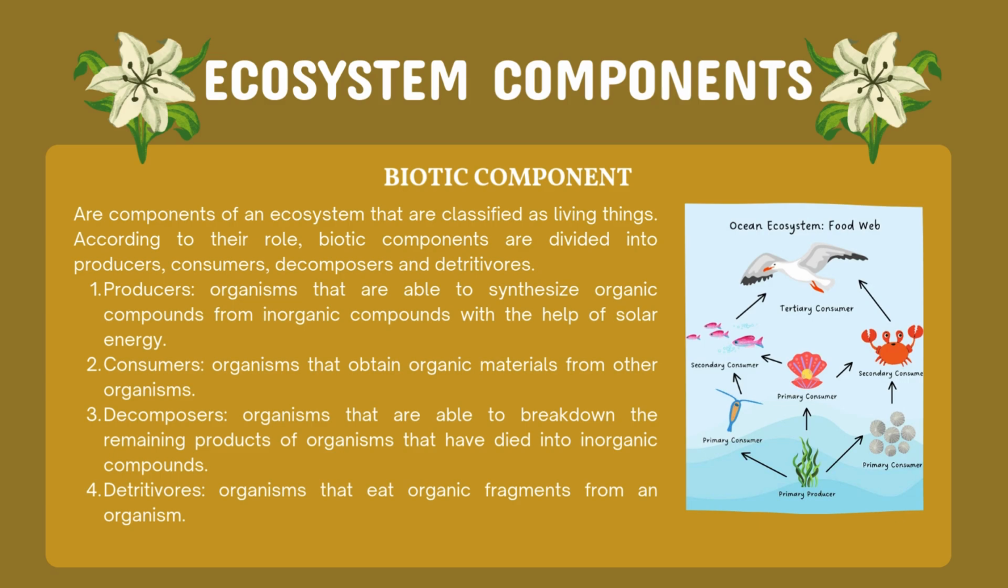Ecosystem components include a biotic component. Biotic components are components of an ecosystem that are classified as living things. According to the role, biotic components are divided into producer. Producer is an organism that is able to synthesize organic compounds from inorganic compounds with the help of solar energy. Next is consumer. Consumer is an organism that obtains organic material from other organisms.